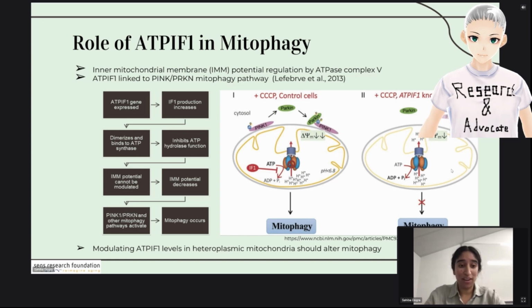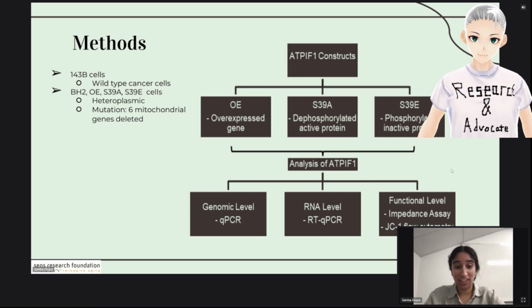And to investigate this hypothesis, we grew out 5 stable cell lines. So our 2 controls are our 143B wild-type cancer cells and BH2 heteroplasmic cells with 6 mitochondrial gene deletions, which lead to deficiencies in oxidative phosphorylation, or the machinery in which ATP is produced. So our 3 ATPIF1 constructs are OE, which contains a plasmid that overexpresses the ATPIF1 gene, S39A, which contains a dephosphorylated active version of ATPIF1, and S39E, which contains the phosphorylated and inactivated protein of ATPIF1.